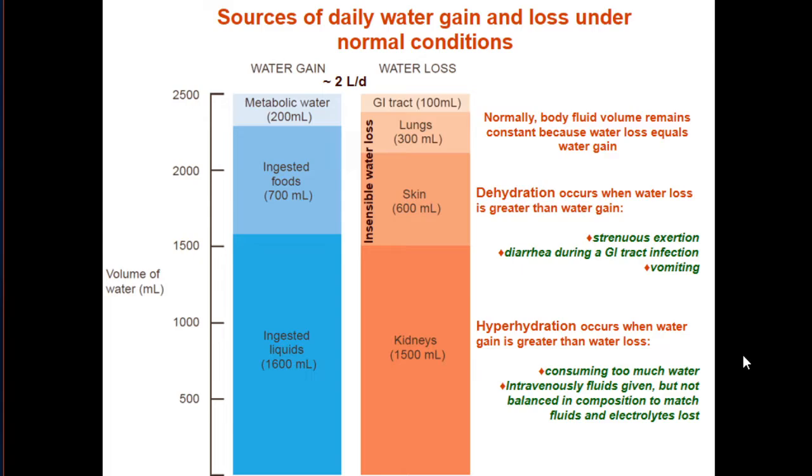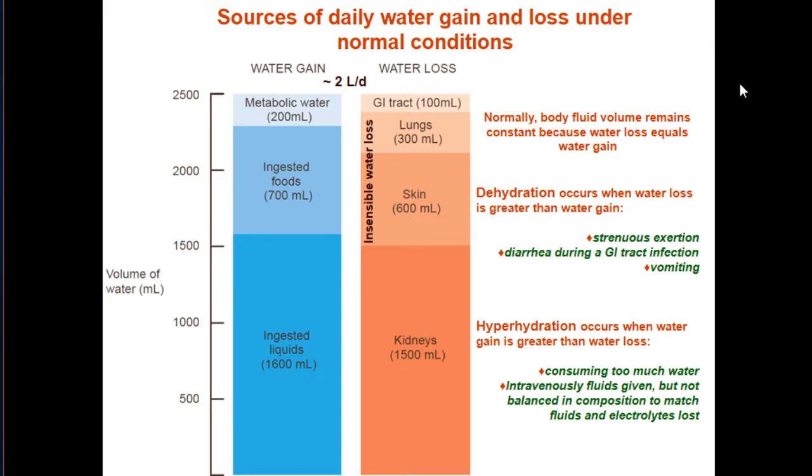So how do we gain and how do we lose water? Here you have a summary on water gain and water loss. Water gain: a small amount of metabolic water, then ingested foods and ingested liquids. How do you lose water? Mostly through kidneys, as you can see, about 1.5 liters per day. Then skin, but that depends on environmental conditions, the lungs while breathing, and small amounts through the GI tract.